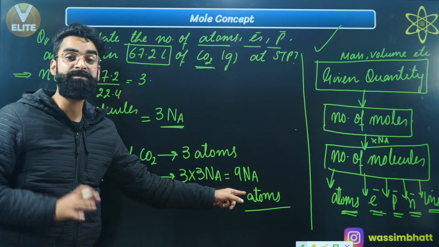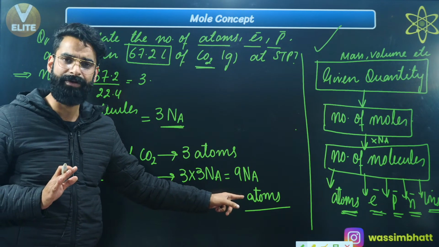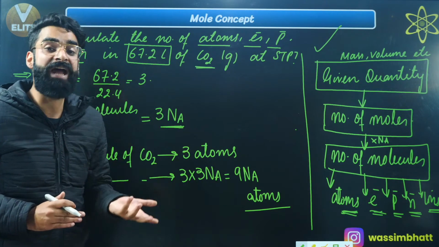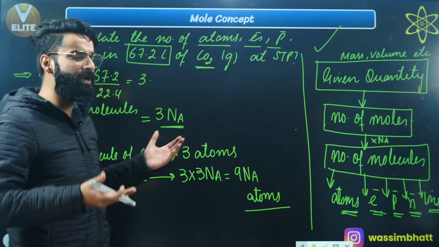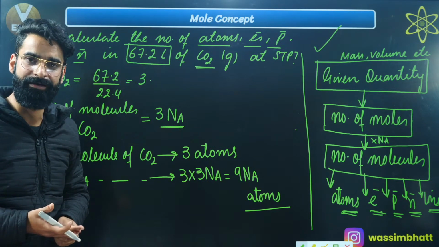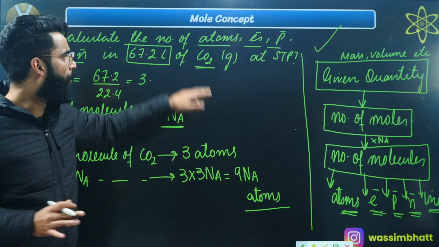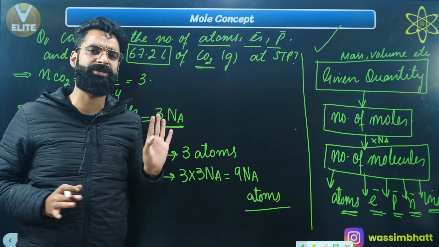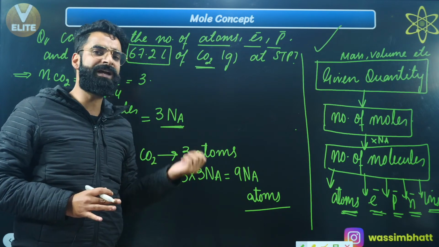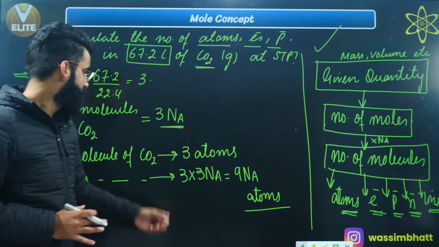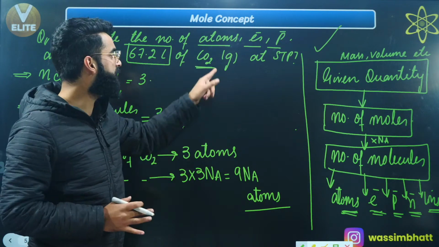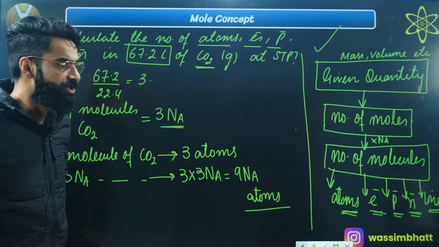These are the total atoms present in 67.2 liters of carbon dioxide, right? If the question asked how many oxygen atoms there are, you'd write a statement. One molecule of carbon dioxide contains 2 oxygen atoms. 2 molecules will contain 2 into 2, 3 molecules into 3. So 3 Na molecules into 3 Na. So 6 Na oxygen atoms will be there in 67.2 liters of carbon dioxide.